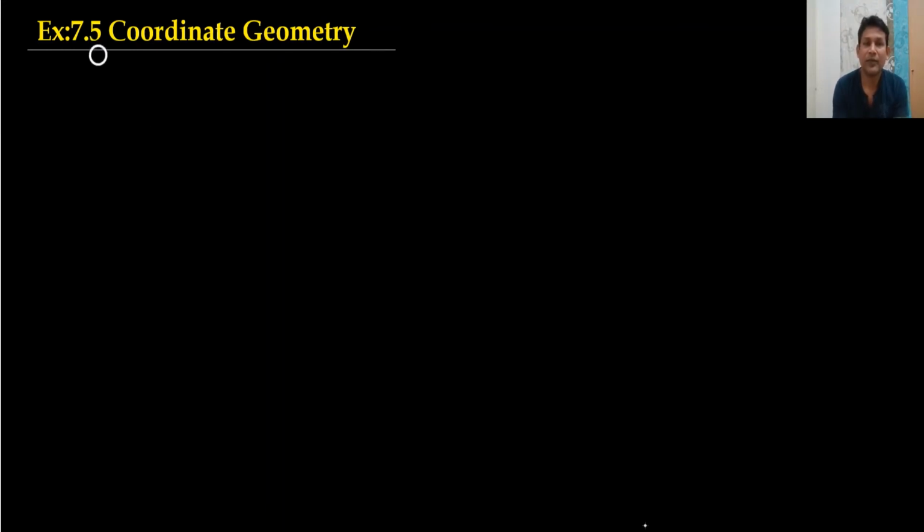Exercise 7.5 Coordinate Geometry from the Add.Math book. First of all, before starting this exercise, I would like to give some review of what we should know before starting it. The first thing is how we find the equation of a straight line.